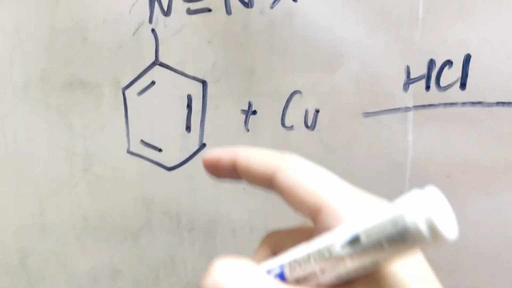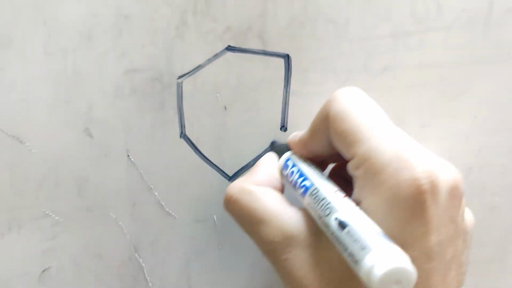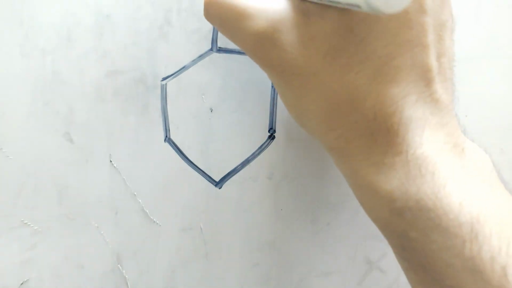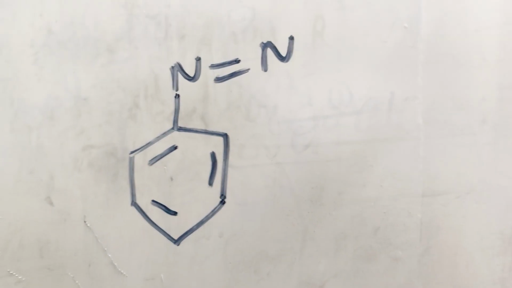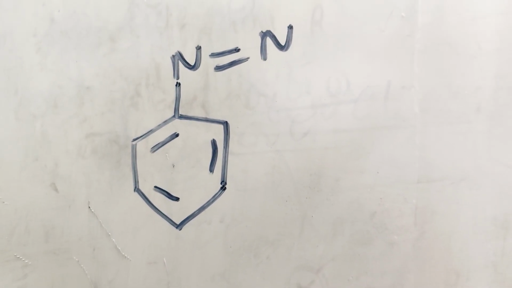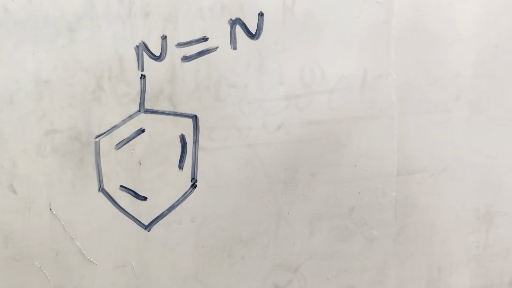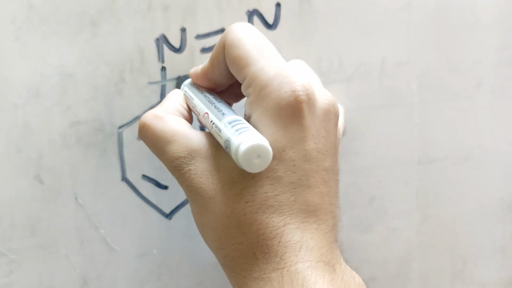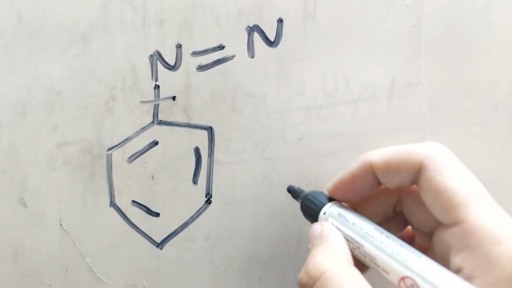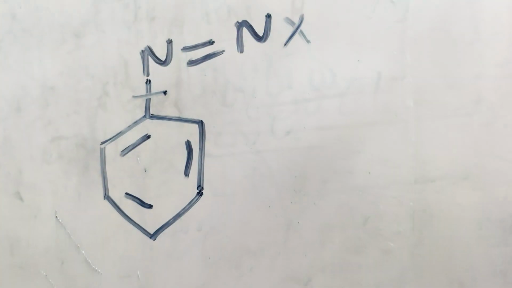So starting with our diazonium salt, let's come down here and draw our diazonium salt. This is our diazonium salt. So what happens is, in the first step, there is cleavage between the bond of nitrogen and benzene. So this bond will be broken and there will be leaving of nitrogen gas.